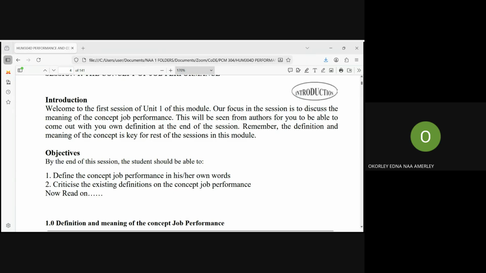Asandiro, God's will, I can see your hand up. Yes, good afternoon, ma'am. The name is Ensuela. So, with regards to job performance, what I can say is the measurement of results through an employee's skills and standards for the effective and efficient delivery of results for an organization.